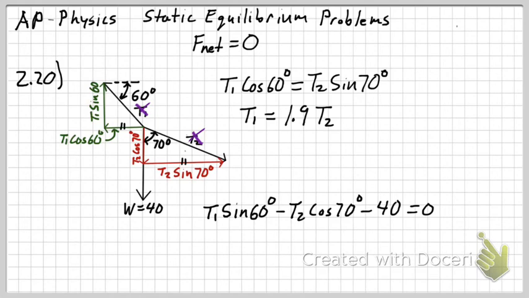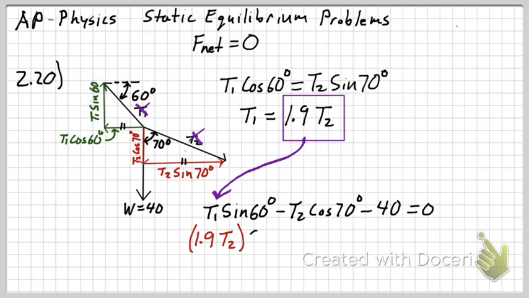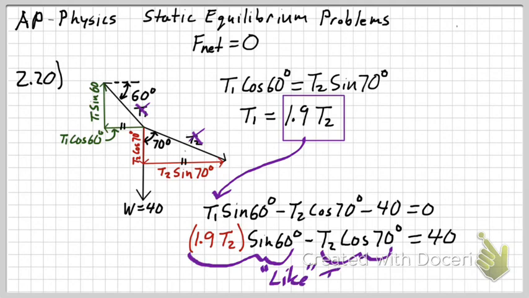The first thing I'm going to do with my algebra is perform a substitution. Wherever I see T1, I'm going to replace it with 1.9 T2. Now sine 60 and cosine 60 are just merely numbers, so I can put that in my calculator in degree mode and get two numbers. And so I'm going to have two like terms for T2, which I'm going to combine, take the coefficients, divide both sides of the equation by their common coefficient, and then I'm going to get an answer for T2. Then I'm going to take T2, multiply it by 1.9, and get the value for T1.